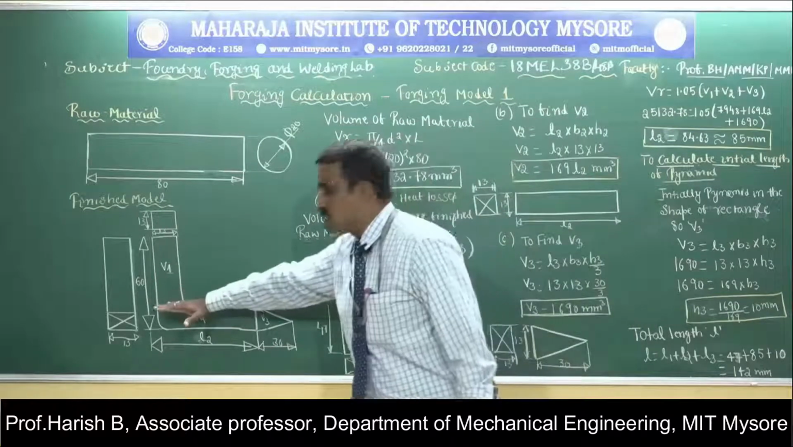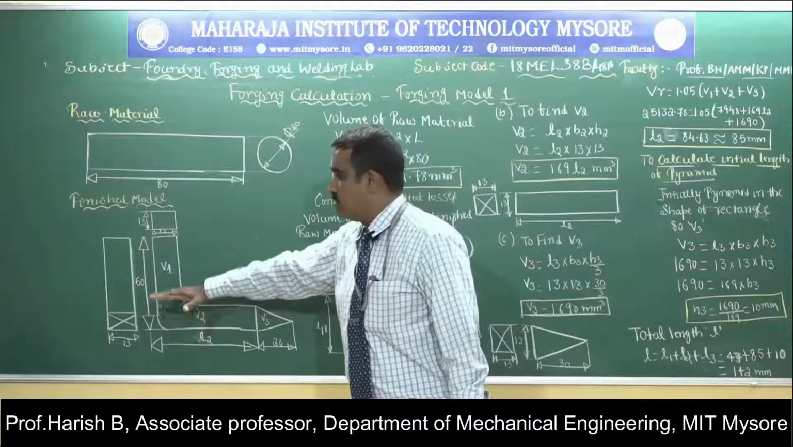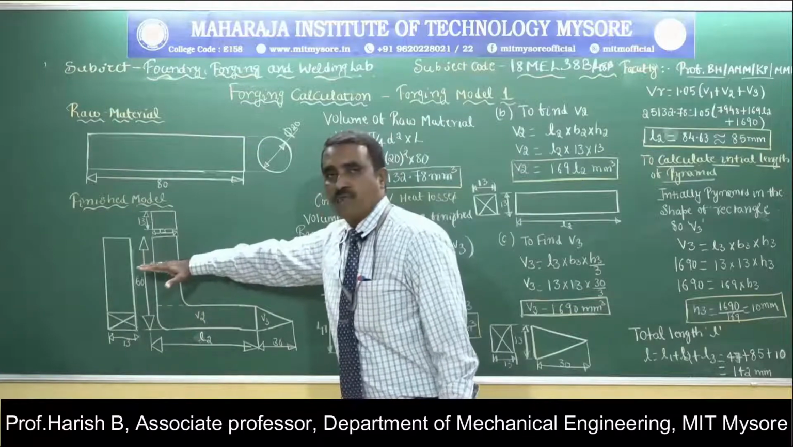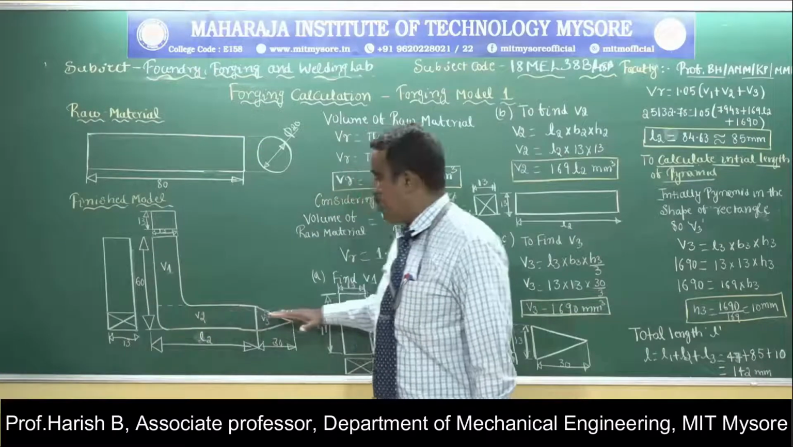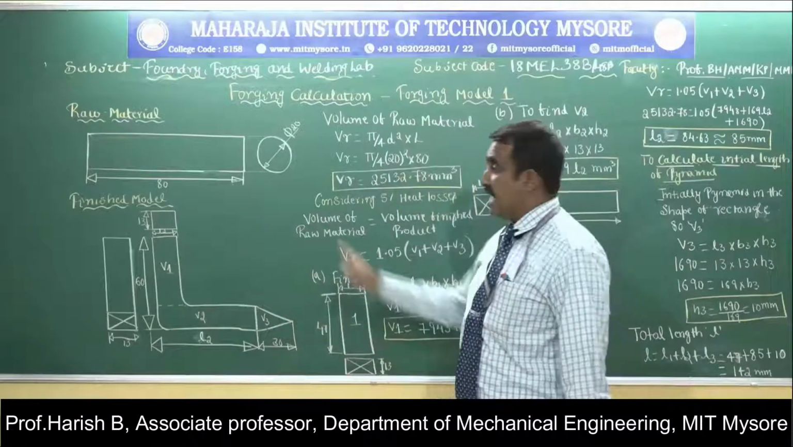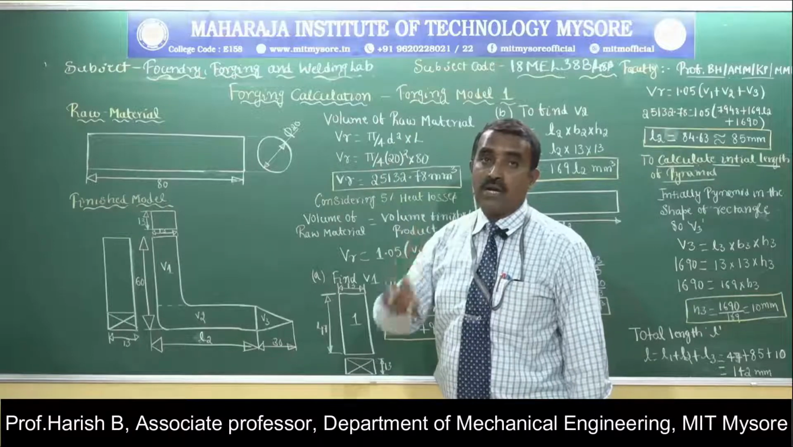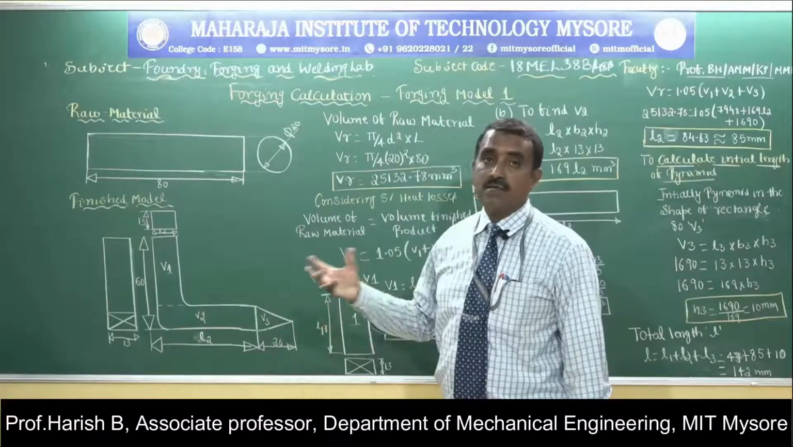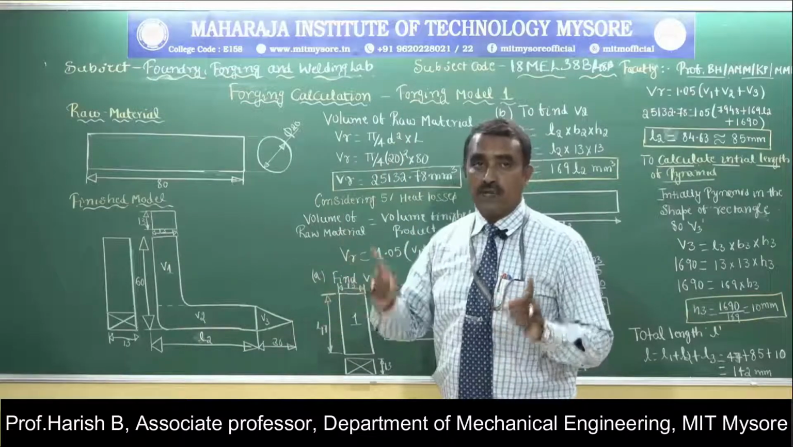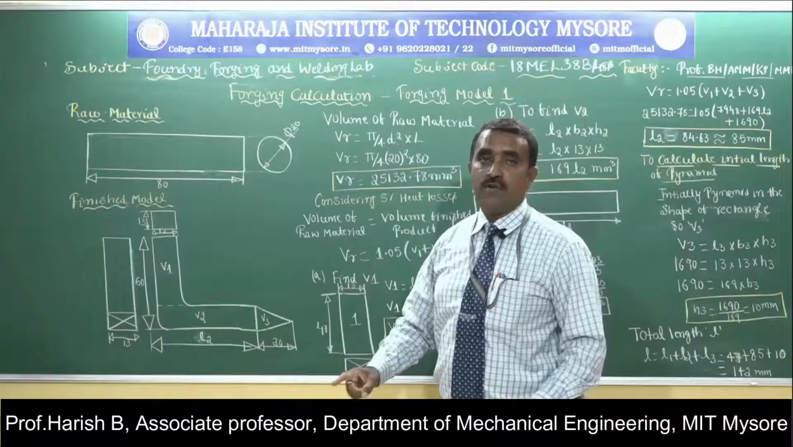Now we have divided this given finished model into 3 sections. We have to calculate the volume of the first section, the volume of the second section, and the volume of the third section. That should be equal to the total volume, since we are not adding or removing any material. So the total volume should be equal to the volume of the finished model.